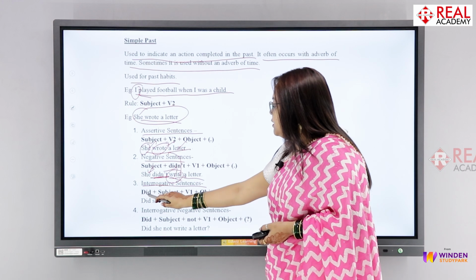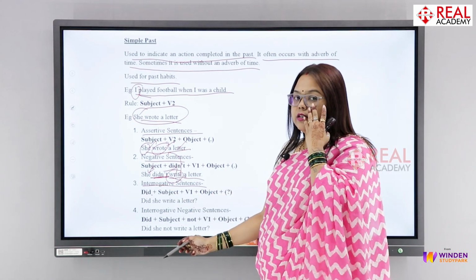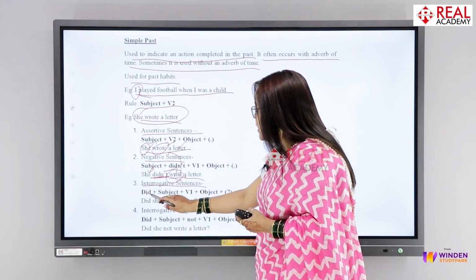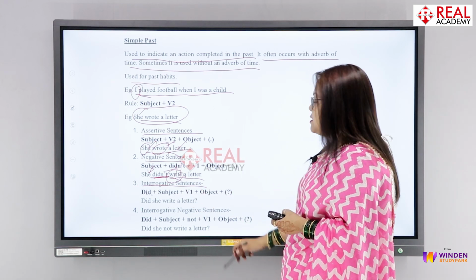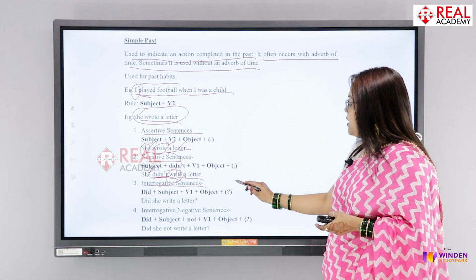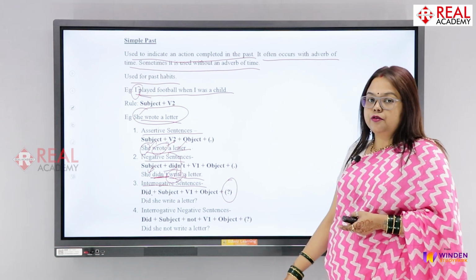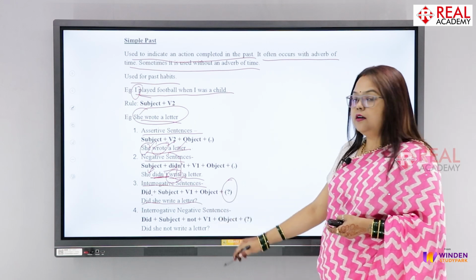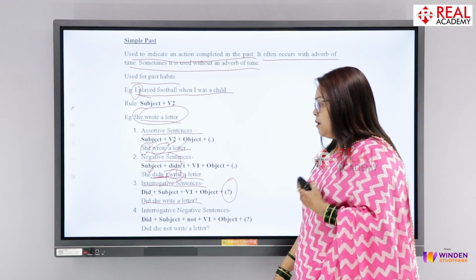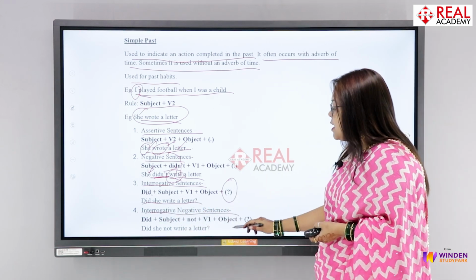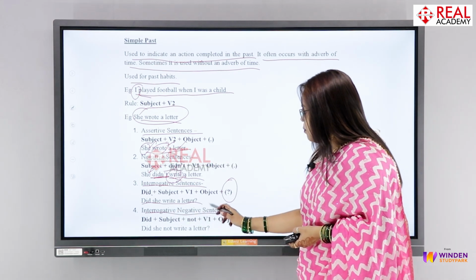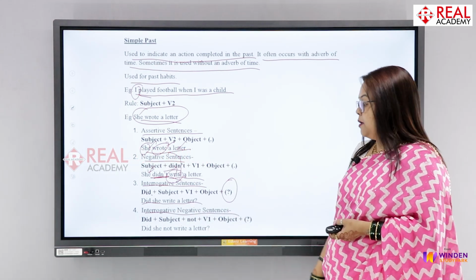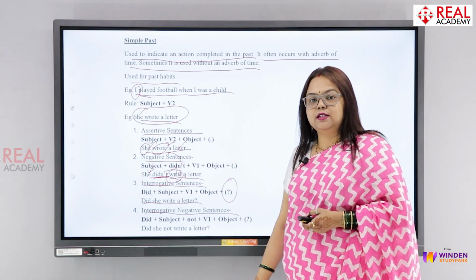Interrogative sentence: we have to start with the auxiliary to frame a question. Did plus subject plus V1 plus object plus question mark, which is a mandatory factor for any interrogative sentence. How does it look? Did she write a letter? And the interrogative negative sentence: did plus subject plus not plus V1 plus object plus question mark. Did she not write a letter?